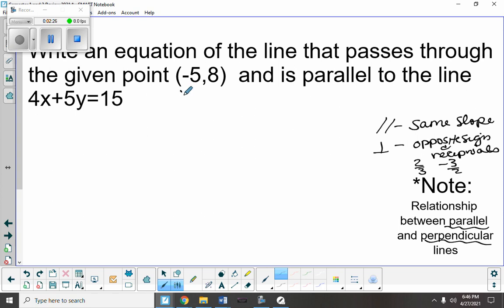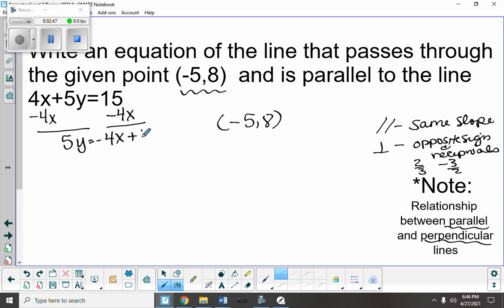We're going to write an equation of a line that goes through this point. So it goes through the point negative 5, 8. And then it is parallel to this line over here. Now, this is not solved for y, so we don't know the slope yet. So first, we have to rearrange that. We have to get the y by itself. And then, to do that, we have to divide everything by 5. So y equals negative 4/5 x plus 3.